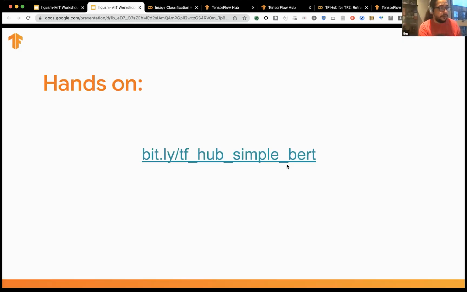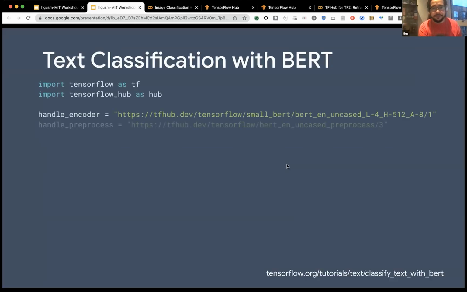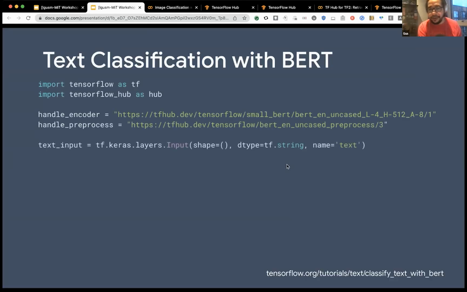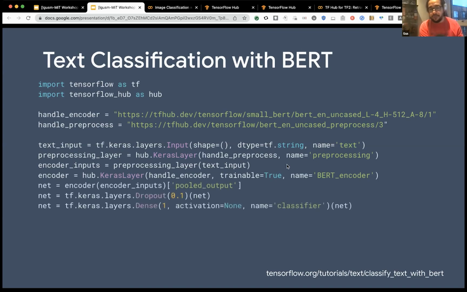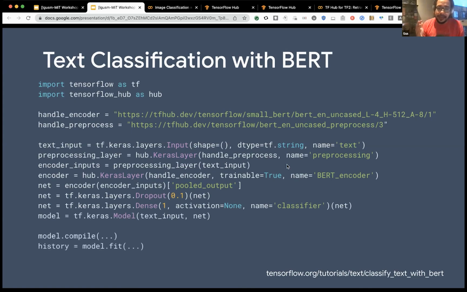Where's the code? I want to show all the code. Here it is. So this is how we create a model. We created another sentiment analysis here. Same thing. We created both layers. Encoder, we put a dropout of 10%, dense, then compile and train. This will do the same thing that we did with the NNLM, but using a BERT model with the preprocessing layer. As you can see, it's very similar.